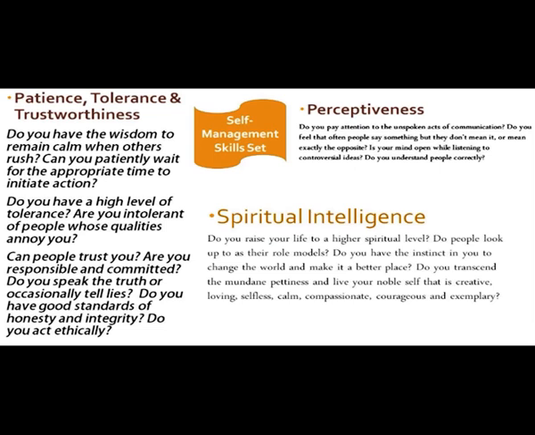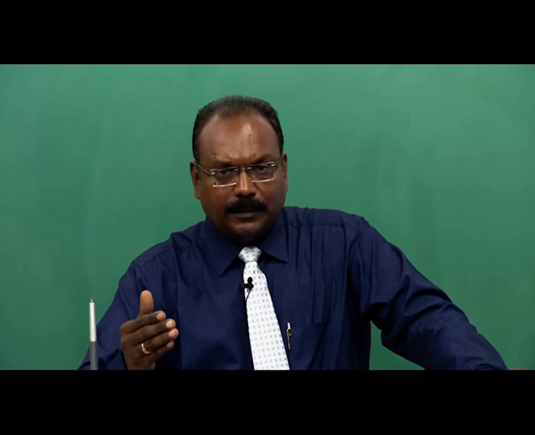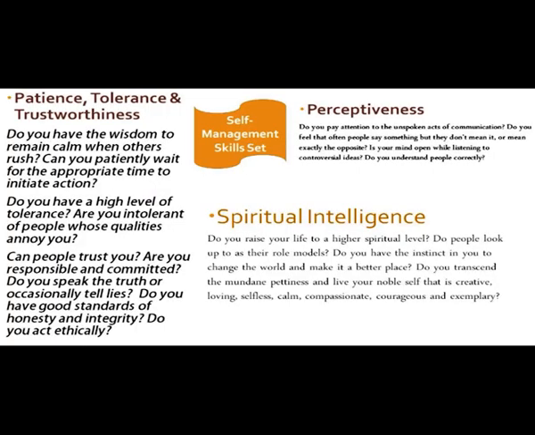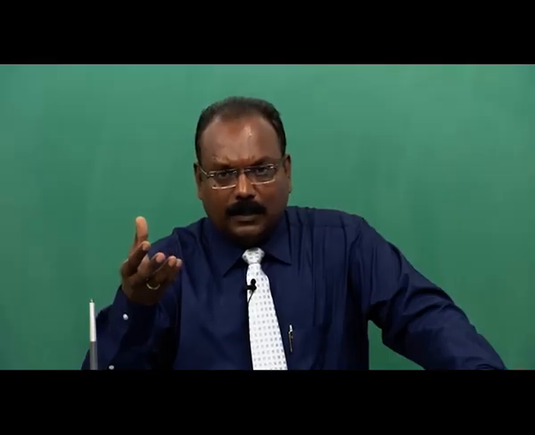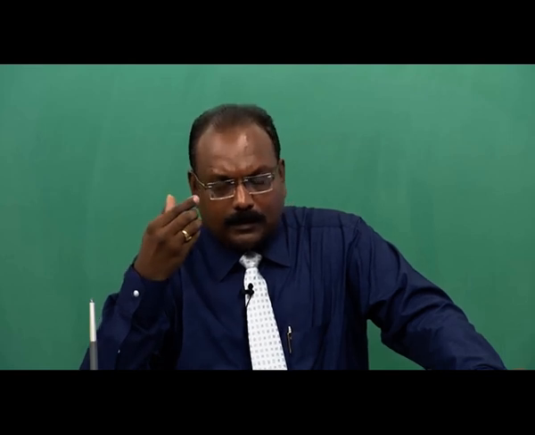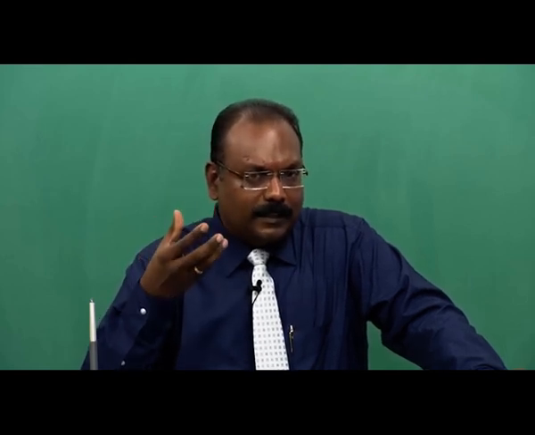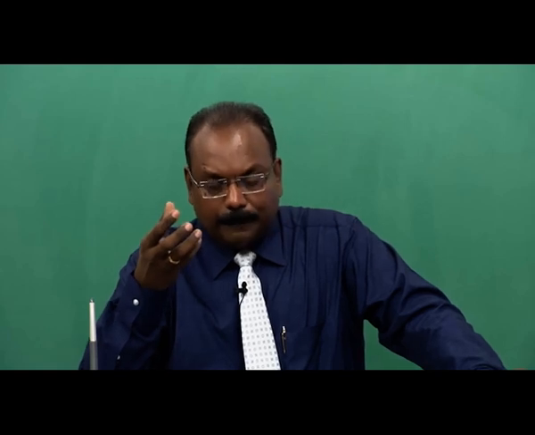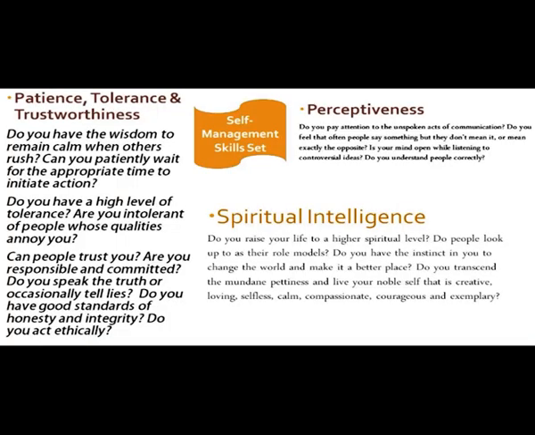And then perceptiveness, which I hinted in the previous lecture, is something that you need to pay attention to: the other person, especially when you are in interaction. Do you pay attention to the unspoken acts of communication? People often say one thing, but then they mean something different. Sometimes they mean exactly the opposite. They say something, their body language means exactly the opposite. Now, do you pay attention to the nonverbal cues? What their eyes tell, what their facial expressions indicate. Are you able to look at that? Do you feel that often people say something but they don't mean it or mean exactly the opposite?